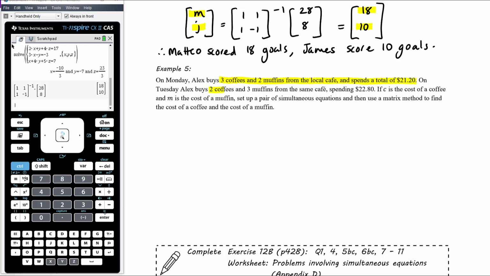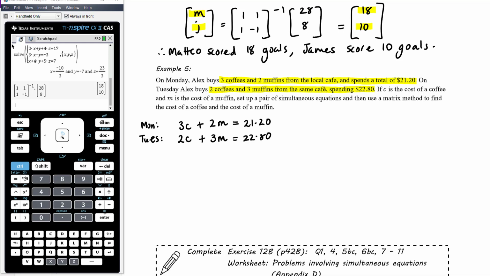Okay, so we've got 2 equations that are going to come from Monday's coffee buy will be one equation, and Tuesday's coffee buy will be the second equation. Okay, so on Monday he buys 3 coffees and 2 muffins. The cost of a coffee is $C. So 3 times C is how much he spends on coffees, plus he buys 2 muffins. So 2 times M, where M is the cost of a muffin, is the cost of the 2 muffins. And we know on Monday, so this is his Monday information, he spent a total of $21.20. On Tuesday, he bought 2 coffees, so 2 times the cost of a coffee, and 3 muffins, so 3 times the cost of a muffin, and he spent $22.80.